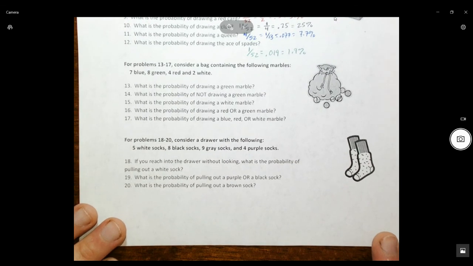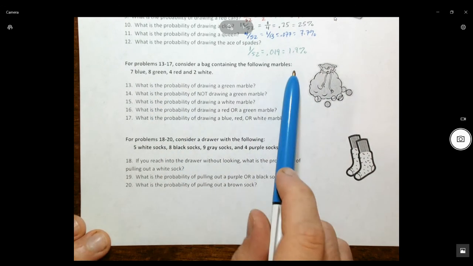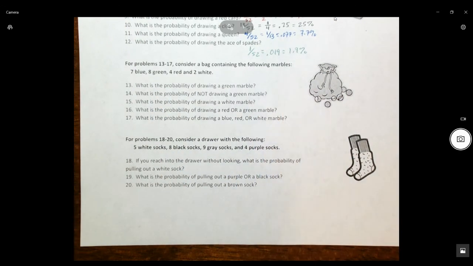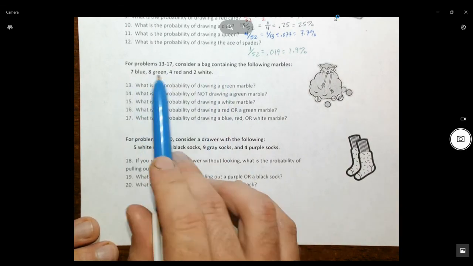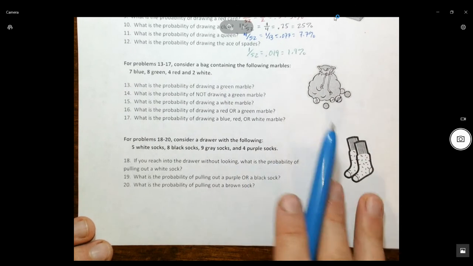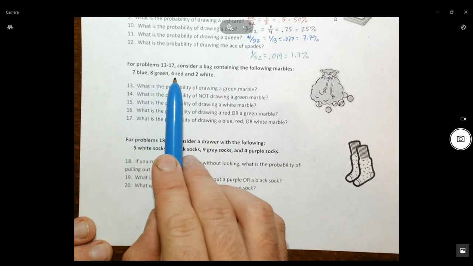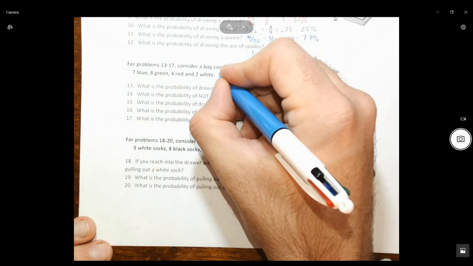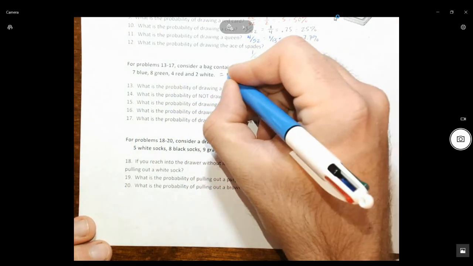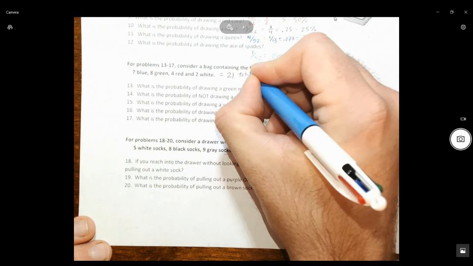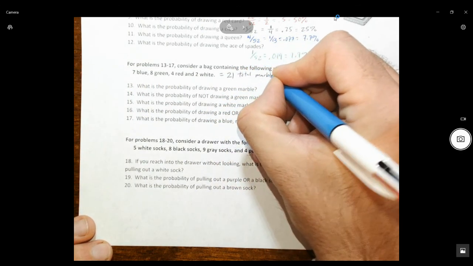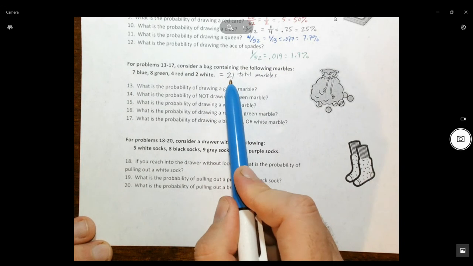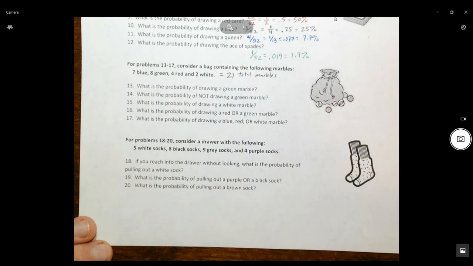Okay, next two sections deal with scenarios that we are given. So the important thing in these scenarios, and you have marbles and socks we're drawing, is that you know the total amount of, in this case, for number 13 through 17, the total amount of marbles we have. So we see that we have the numbers broken down by color. We want to find the total. So to find the total, we'll just add them up. So when you add these, you see that there are 21 total marbles. And that is important because we need a denominator for our fractions. So the denominator in this case is 21.